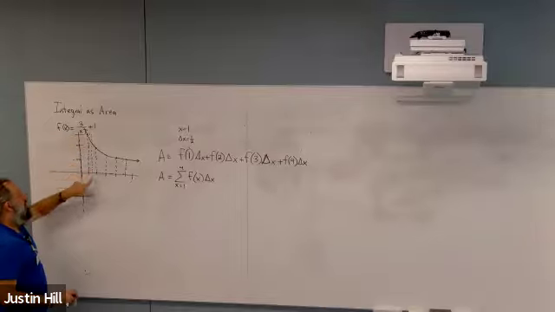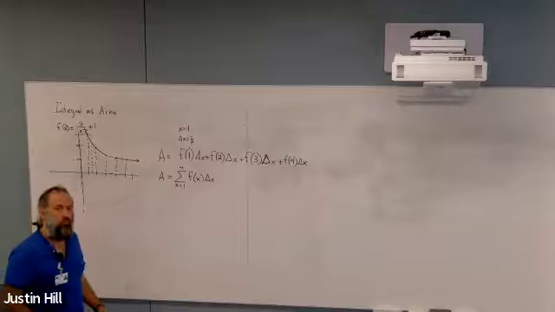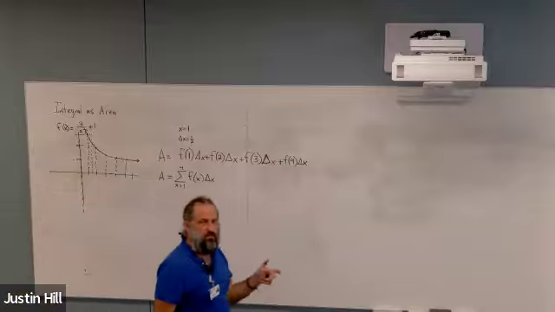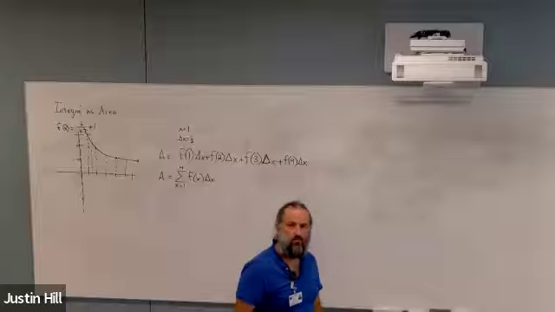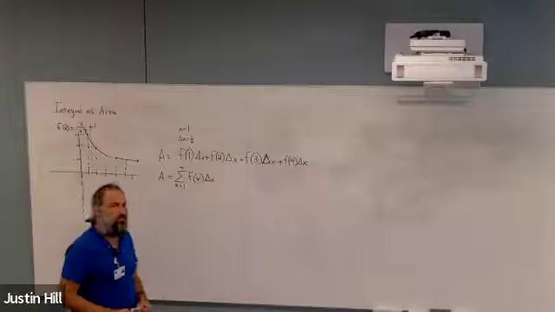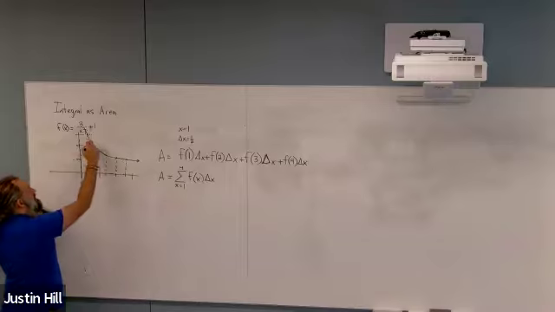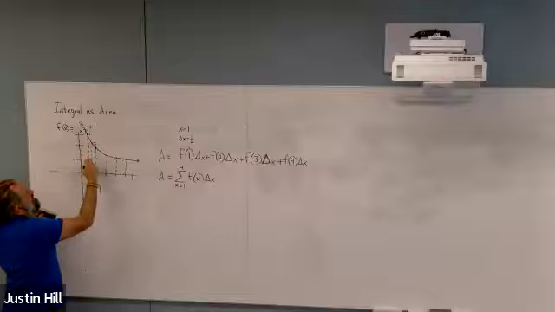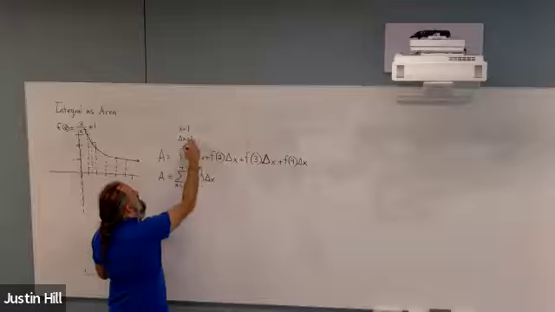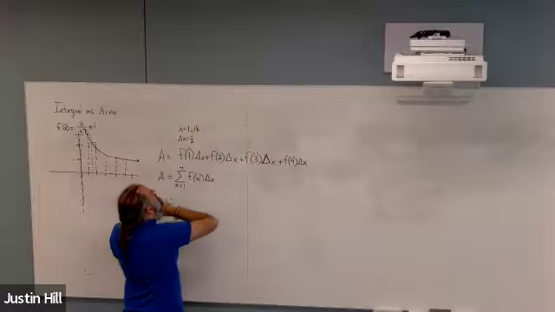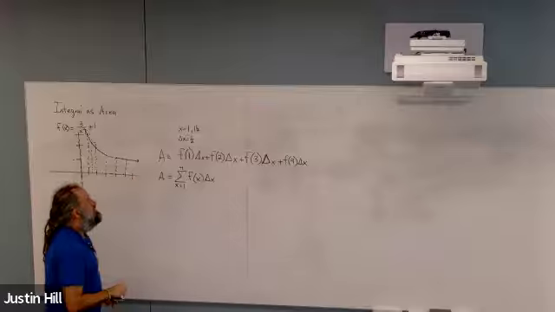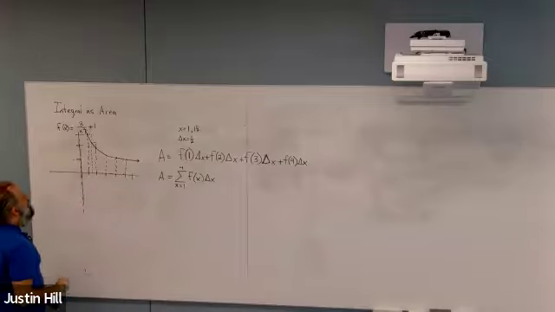So when I go to do the second rectangle, what x value am I using for the height? What x value do I plug in to get the height for the second rectangle? Good, so I'm getting a second rectangle like this, where this is 1/2. So now my second point is 3/2.